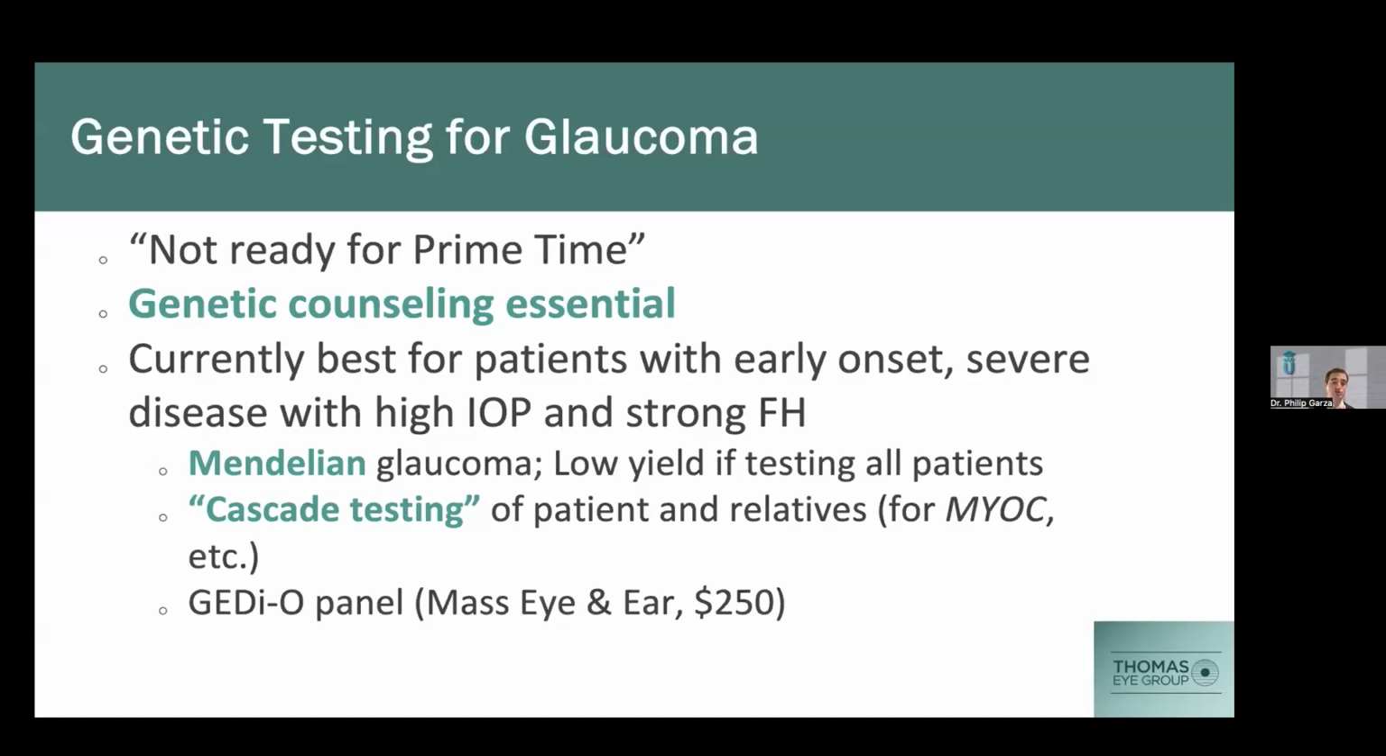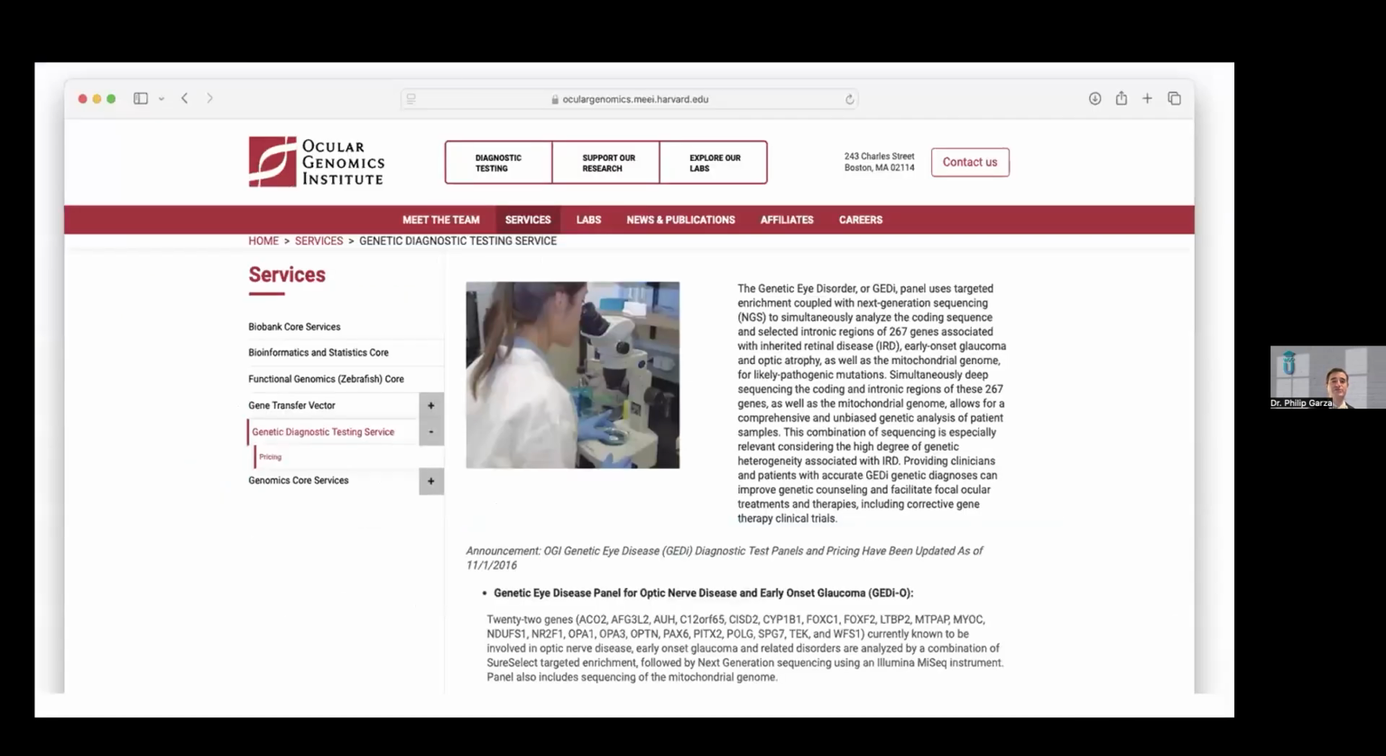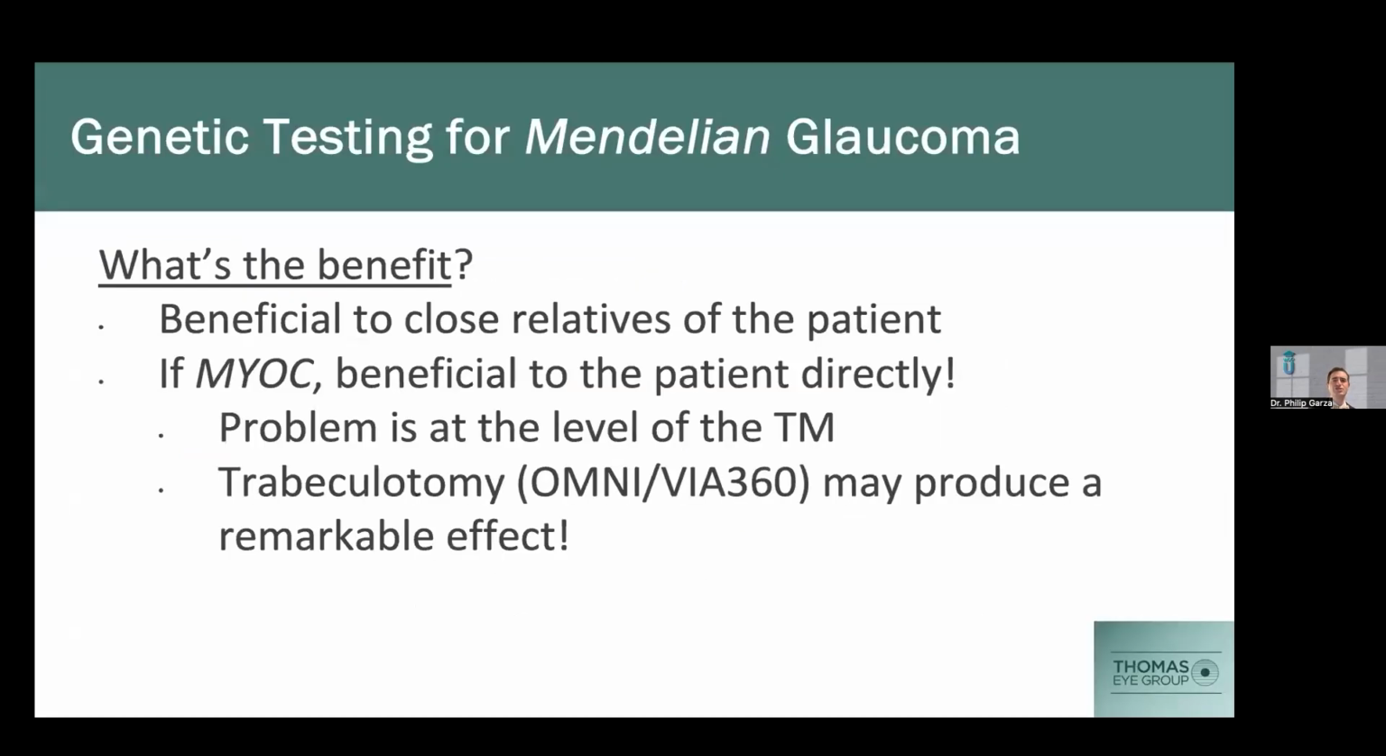And there's already a commercial panel for this through Mass Eye and Ear called the JEDI-O panel. It's $250. You can look this up online from their Ocular Genomics Institute. And so the benefit really is to two groups. One is to close relatives of the patient to know that they need to get treated.